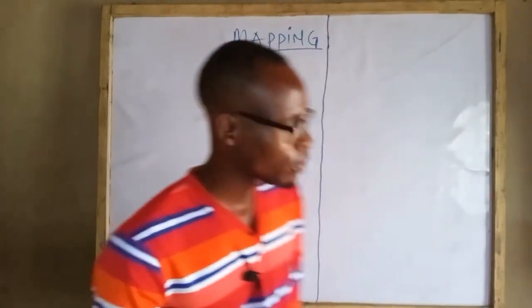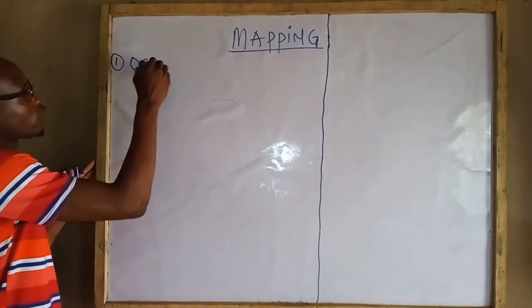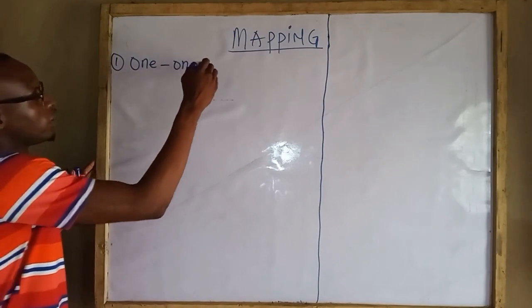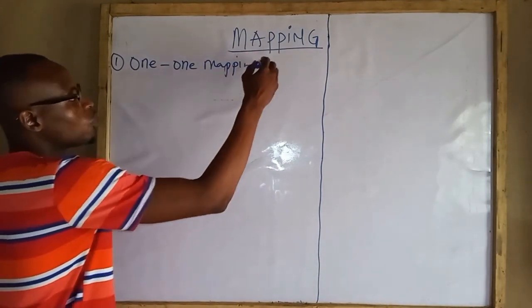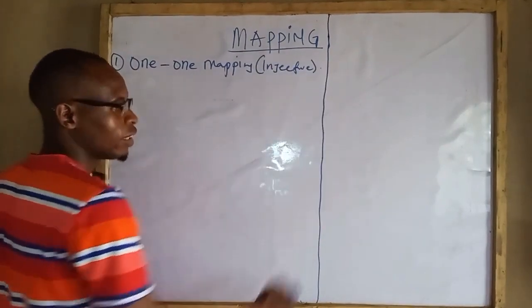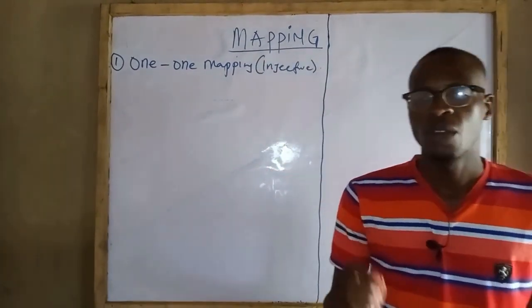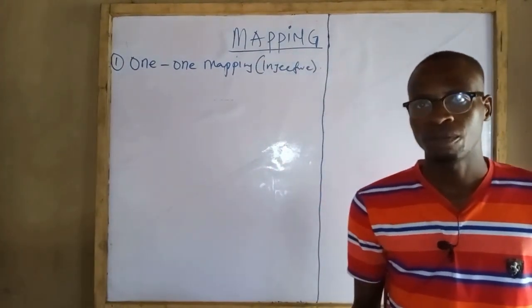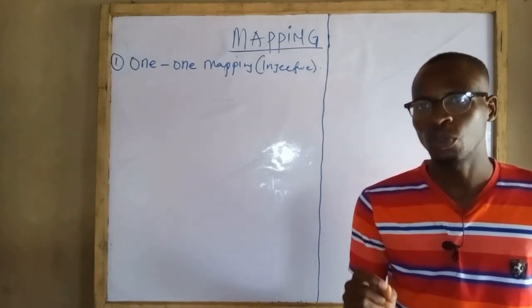So let's start. The first one is one-to-one mapping, and this is also referred to as the injective mapping. Now, a mapping is said to be one-to-one or injective when the elements in the domain are uniquely paired to a single element in the codomain.